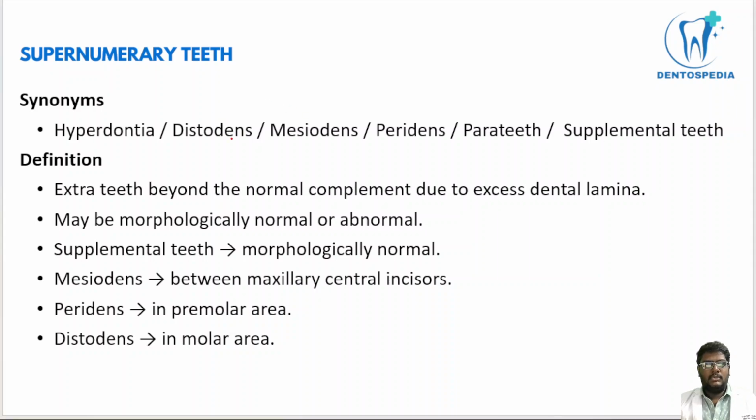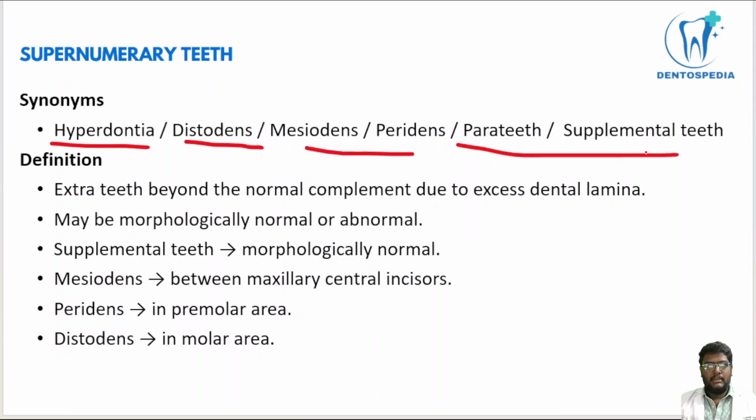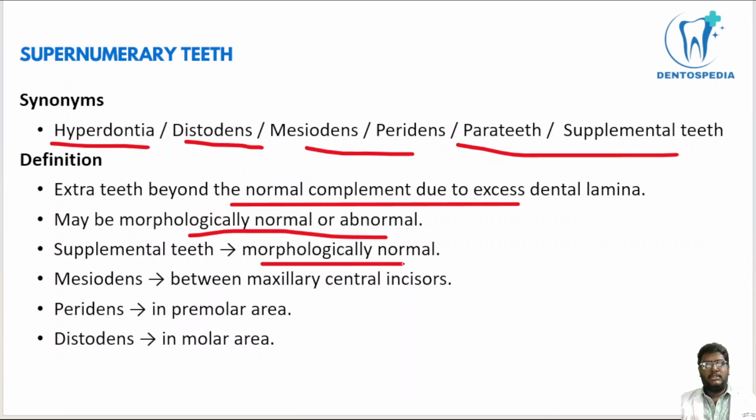and these are the synonyms of supernumerary teeth: hyperdontia, distomolars, mesiodens, paramolars, and supplemental teeth. Coming to the definition, they are extra teeth present beyond the normal complement of teeth due to excess dental lamina, and they might be morphologically normal or abnormal. Supplemental teeth, when coming to the accurate definition, are extra teeth but with morphologically normal structure.